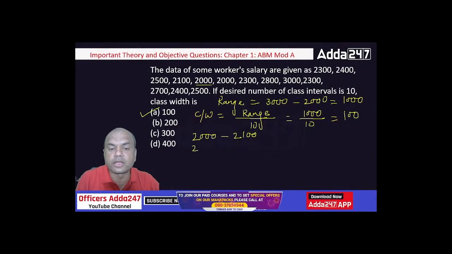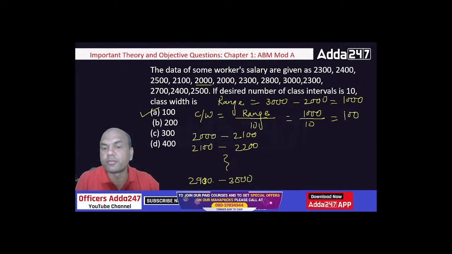Then 2100 to 2200, and so on, up to the last one, which will be 2900. We can't go beyond the highest number, 3000. So how many classes will we have? 10. That is what I mentioned over here: the number of class intervals is 10.